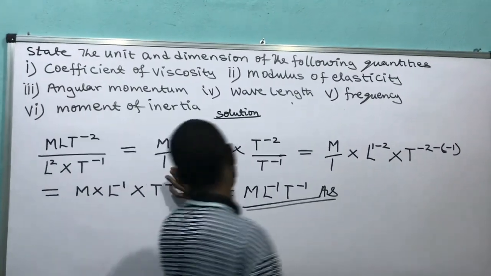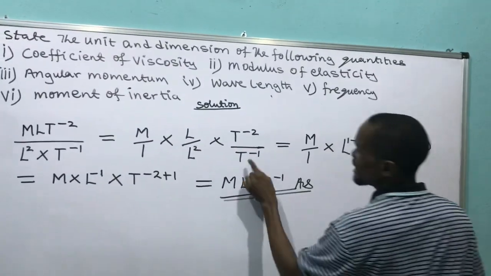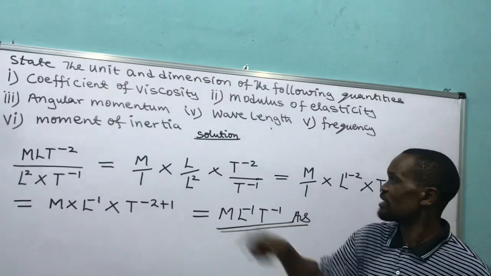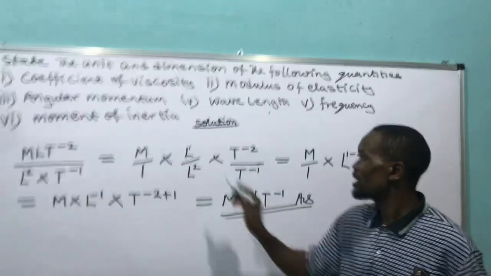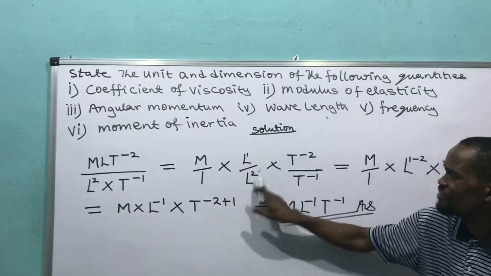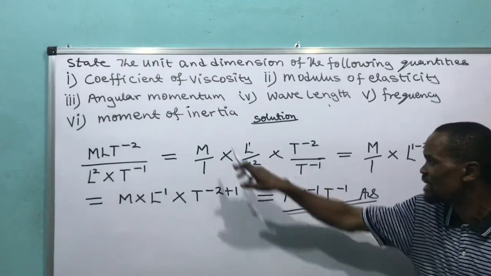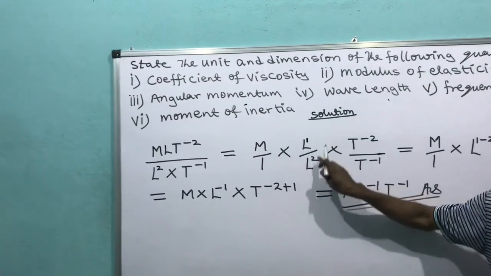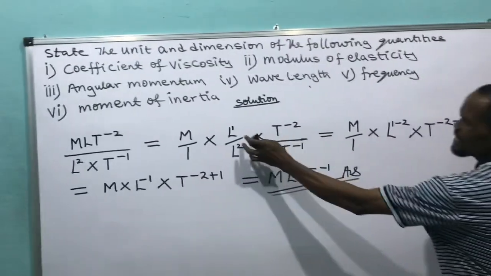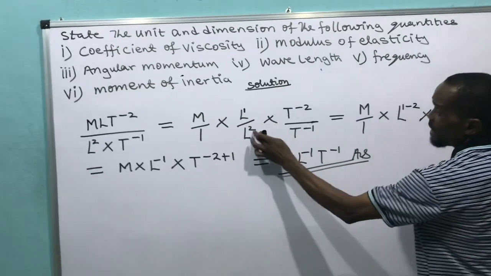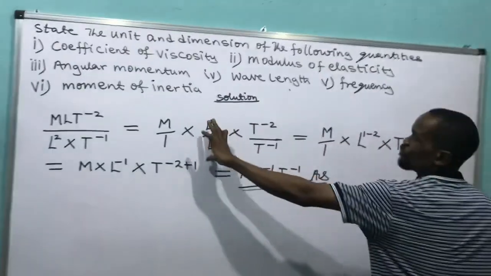Now, since I have done it this way, you remember the indices. This is raised to power 1. Are they dividing themselves? Yes. Are they the same base? Yes. Subtract their power. That's what indices say. If they are dividing themselves and they are of the same base, subtract their power. I will now have L raised to power 1 minus 2. That's what I have for this place now.